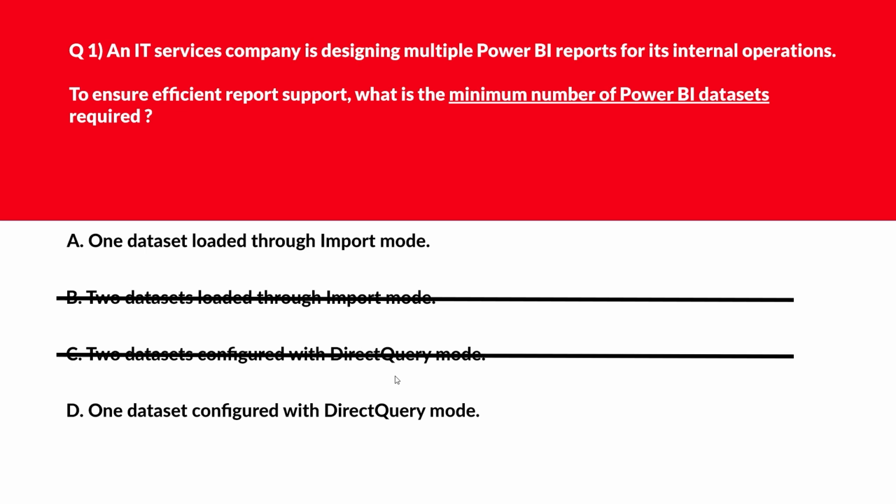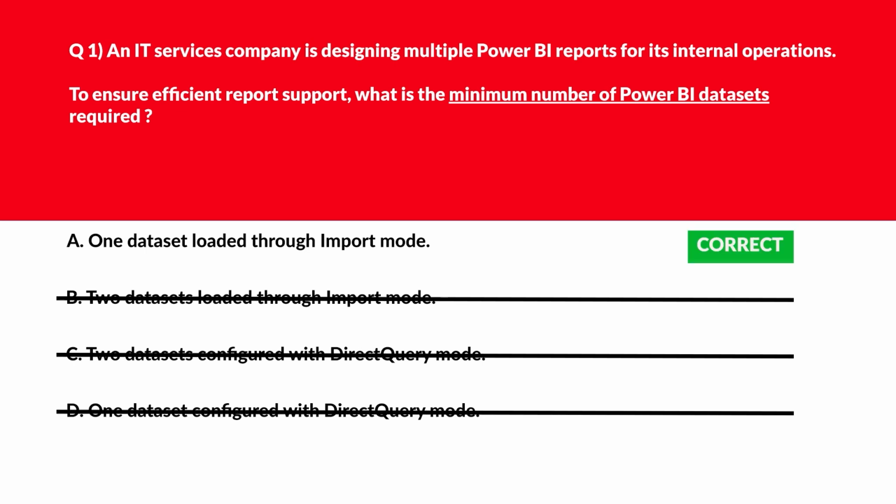Wrong choice. Option D says one dataset configured with direct query mode. One direct query dataset increases dependency on live queries, which impacts performance compared to import mode. We will eliminate it. Option A is the right answer.